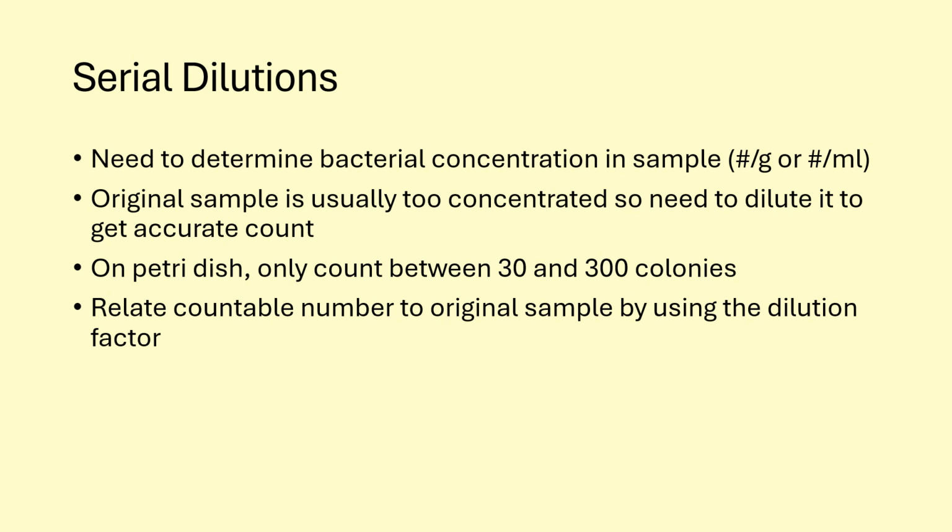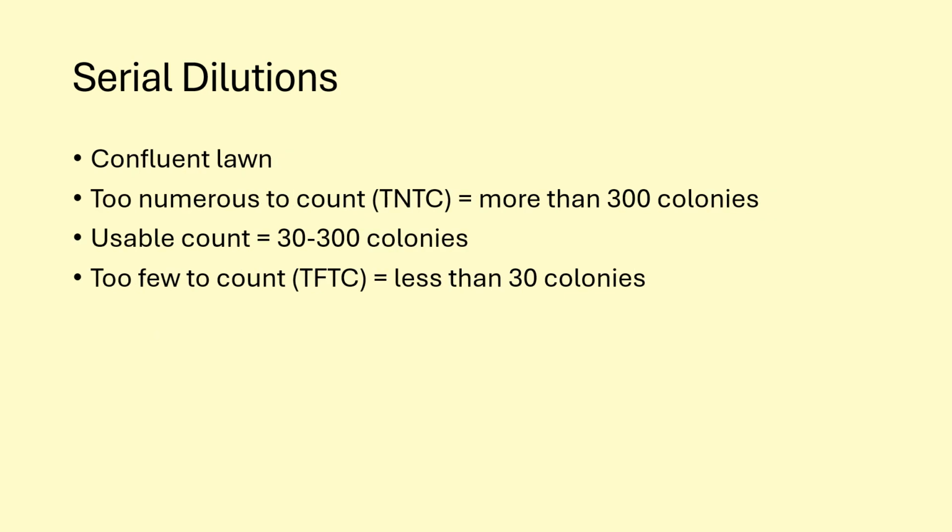Something you must always remember is just an established rule, if you will, that on a petri dish, when you go to count the colonies, you only count between 30 and 300. What you will do is you're going to count those colonies between that range, and then you're going to relate that number, however many you came up with, let's say 67, back to the original sample. How? By using your dilution factor. And you're going to be able to determine at least an estimate of how many bacteria were present there.